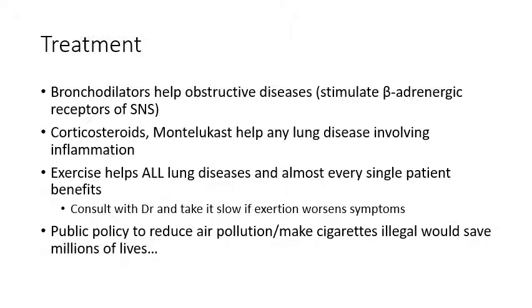Okay, so treatment. Anytime you have an obstructive disease that is seriously restricting your airways, you can use a bronchodilator to relax the smooth muscle around your bronchioles and bronchi so that your airways will widen back up. Those bronchodilators are all stimulating beta-adrenergic receptors for the sympathetic nervous system. So you have alpha and beta receptors in the sympathetic nervous system, that target cells use to respond to the sympathetic nervous system. They're distributed in different places throughout the body. In the lungs, you don't have the alpha receptors, you have the beta receptors.